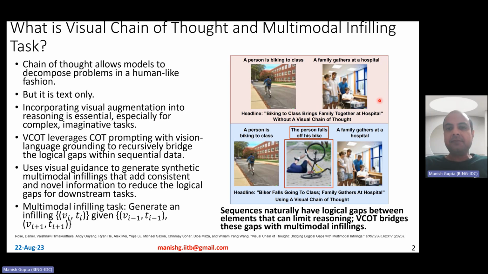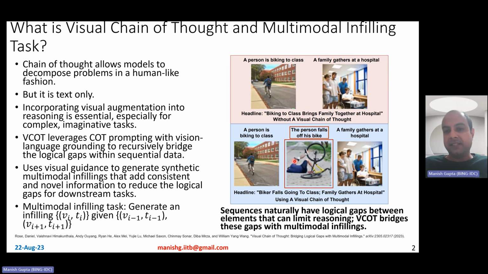Now, you can't make much out of this. Clearly, there is some information missing in between, right? So why would a person biking to class lead to a family gathering at the hospital? And this is where the multimodal infilling task becomes important and interesting. So, how about infilling this with this multimodal information? The text part is: the person falls off his bike, and then showing this picture in between.